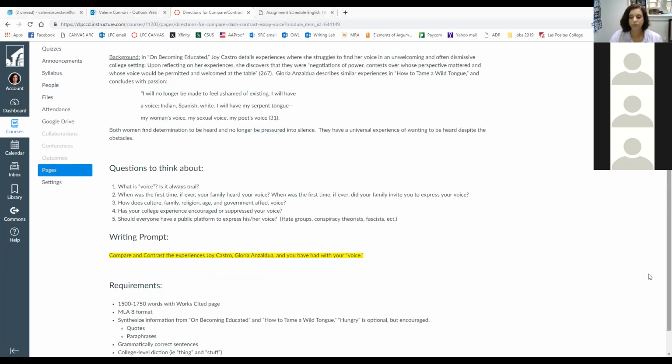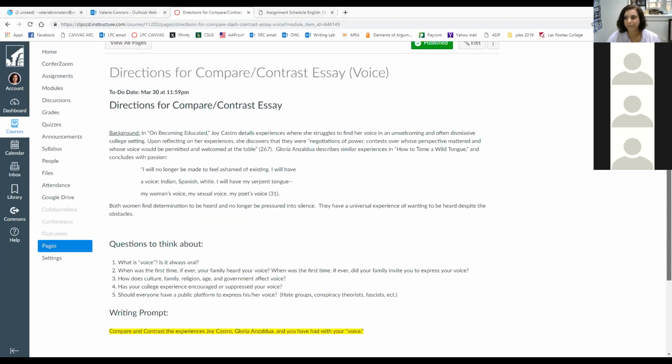I am going to go back to the directions for the essay. Once again, your directions are to compare and contrast the experiences of Joy Castro, Gloria Anzaldúa, and you have had with voice. When you look, I think I might hear somebody. Is that you, Carla or Elizabeth? Well, I hear one of you guys, not much, but if it helps you, you can turn your microphone off. Once you find the button, you can hit cross out if you don't want me to hear you. But if you do want me to hear you, great, just speak up.